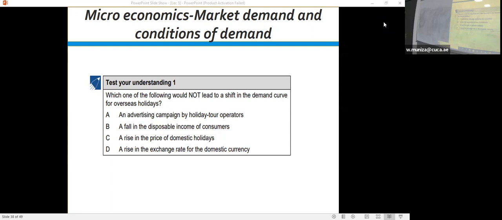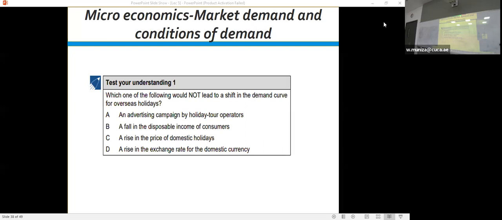Now, students, here is understanding number one. Which of the following would not lead to a shift in the demand curve for overseas holidays? Students, which factors are going to bring a shift in the demand? A shift in the demand curve is because of factors other than price. So they are asking you which one of the following would not lead to a shift in the demand curve for overseas holidays. Can you just analyze all the factors and tell me which one is not going to lead to a shift in the demand curve for overseas holidays?